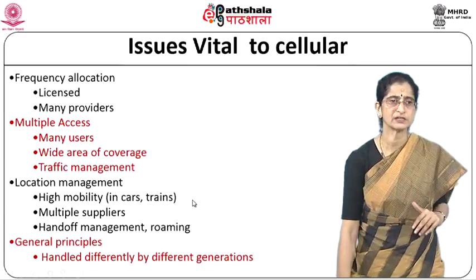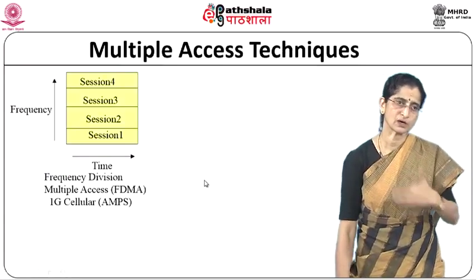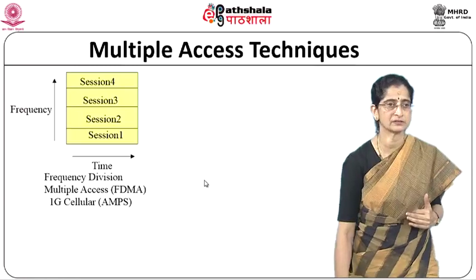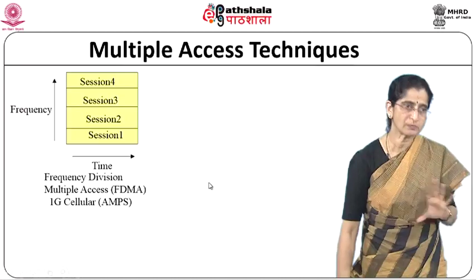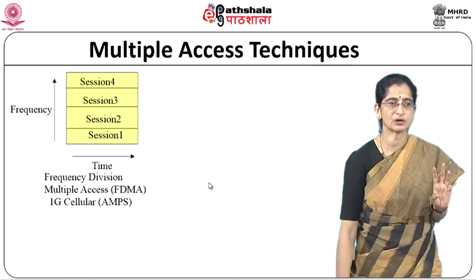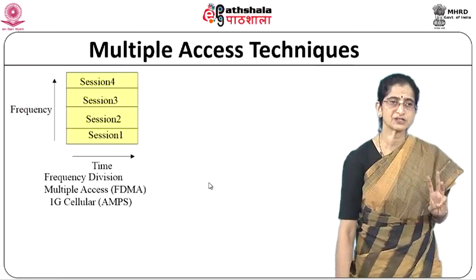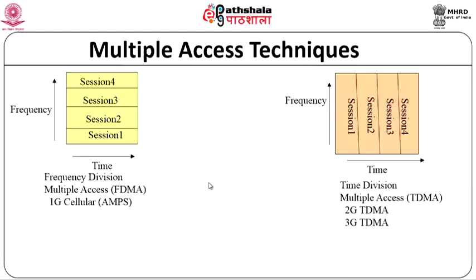So we'll take a look at the 2G technology, and then we will see how other generations handle these different issues. If you look at the multiple access techniques, there are a few commonly used ones: time division multiplexing and frequency division multiplexing. In frequency division multiplexing, the entire channel is divided into frequencies, and each frequency band, for instance a sub-band, is given to a different session. They use that frequency for the entire duration of time.